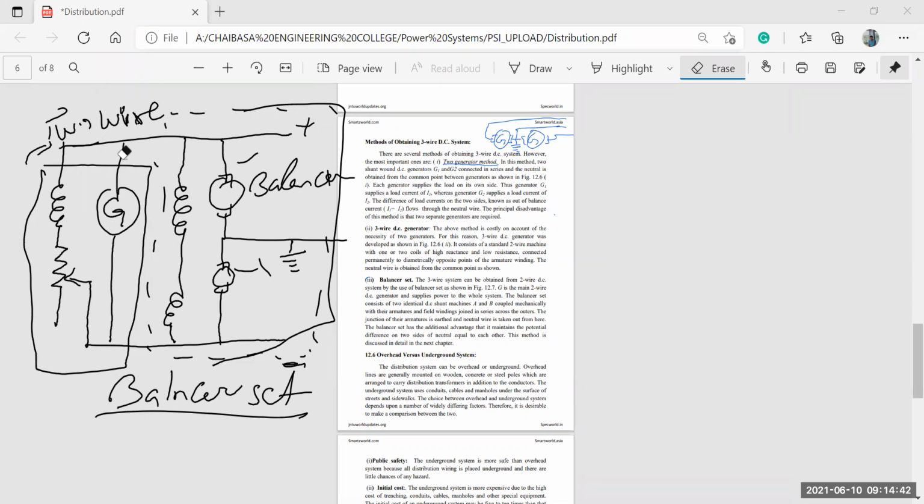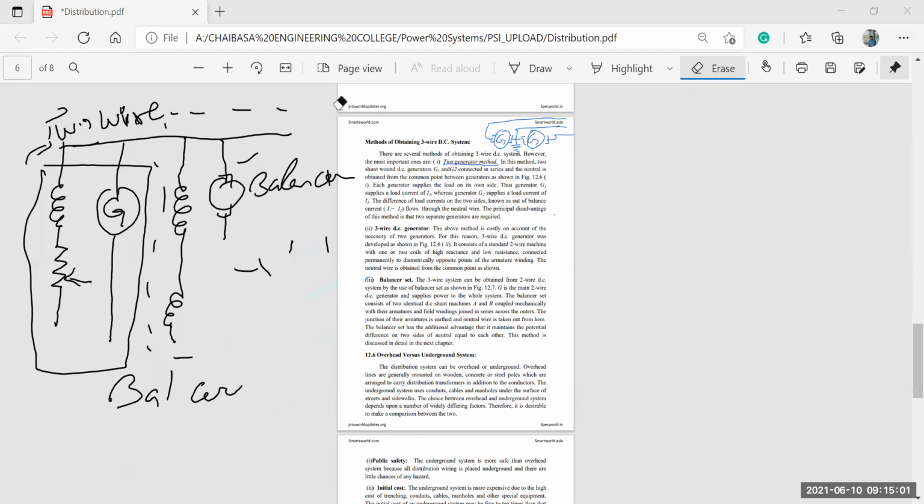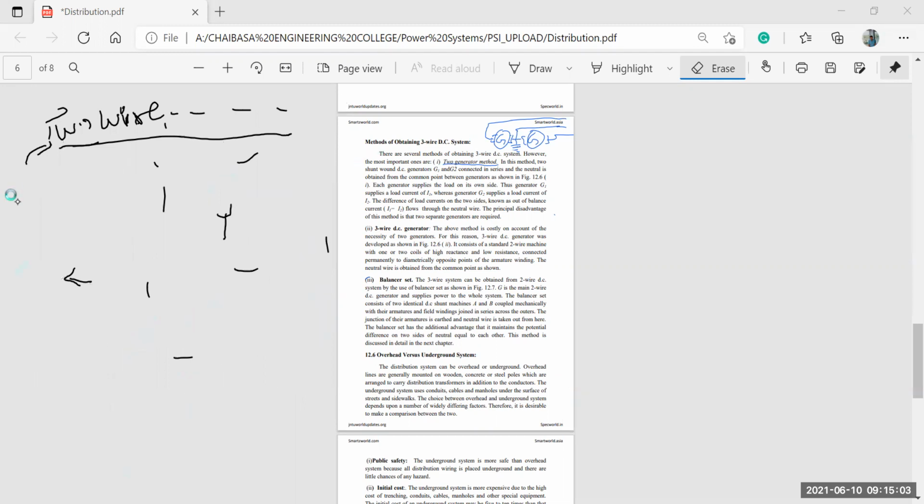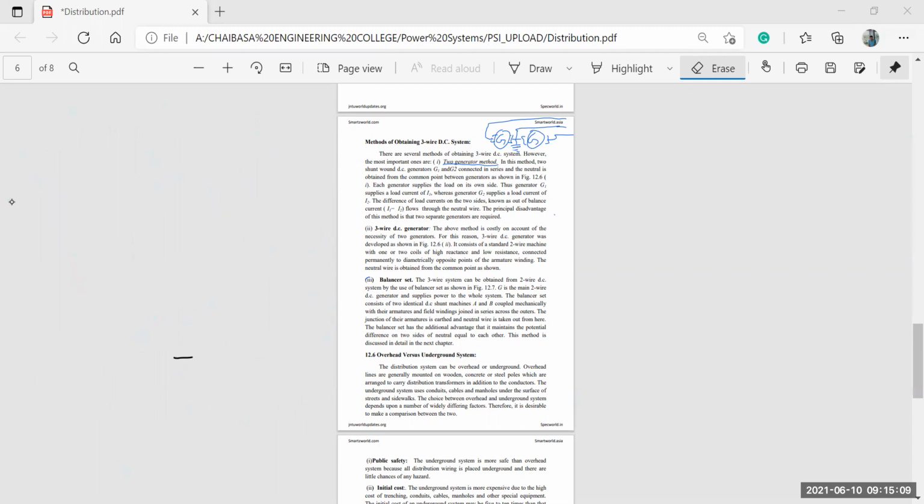So this two wire would be initially driven by your single DC generator, where we attach this DC shunt machine, which is mechanically coupled. So this is how we convert to your three wire system. Okay, so this was all about this segment.